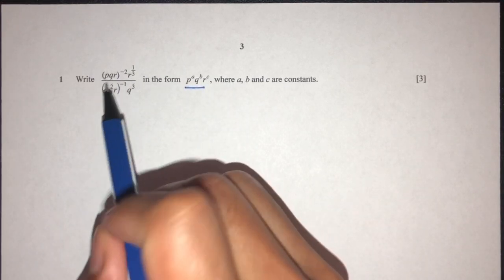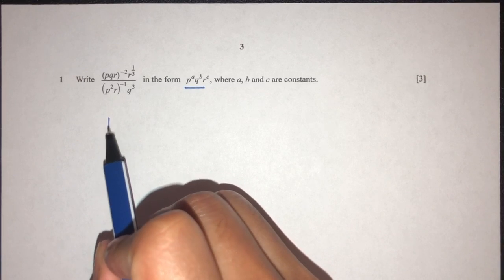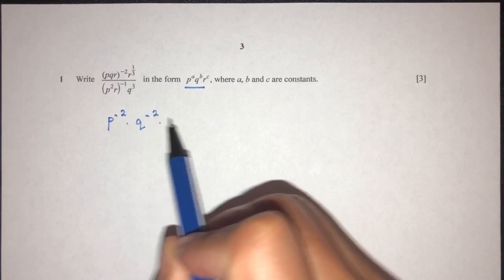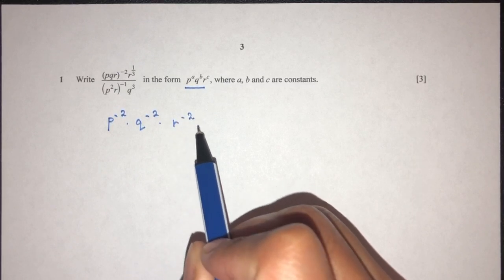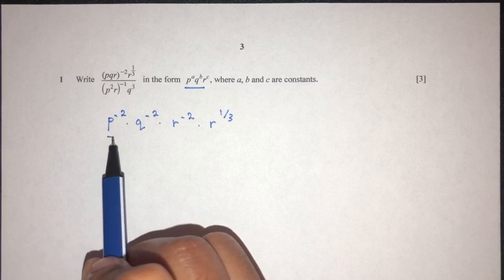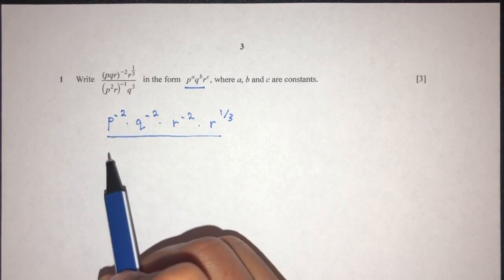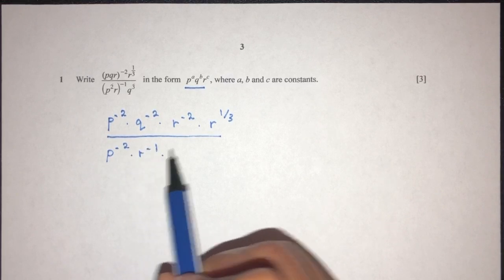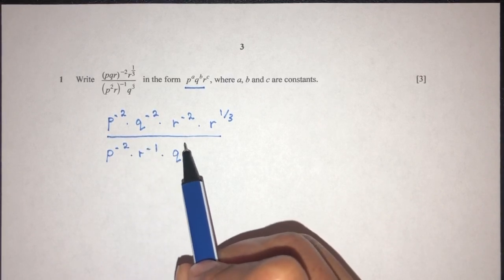Let's first expand the brackets. On top you will have P power minus 2, Q power minus 2 times R power minus 2. And then here we have R power 1/3. Now divide by, here we have P power minus 2, R power minus 1, and Q power 3.